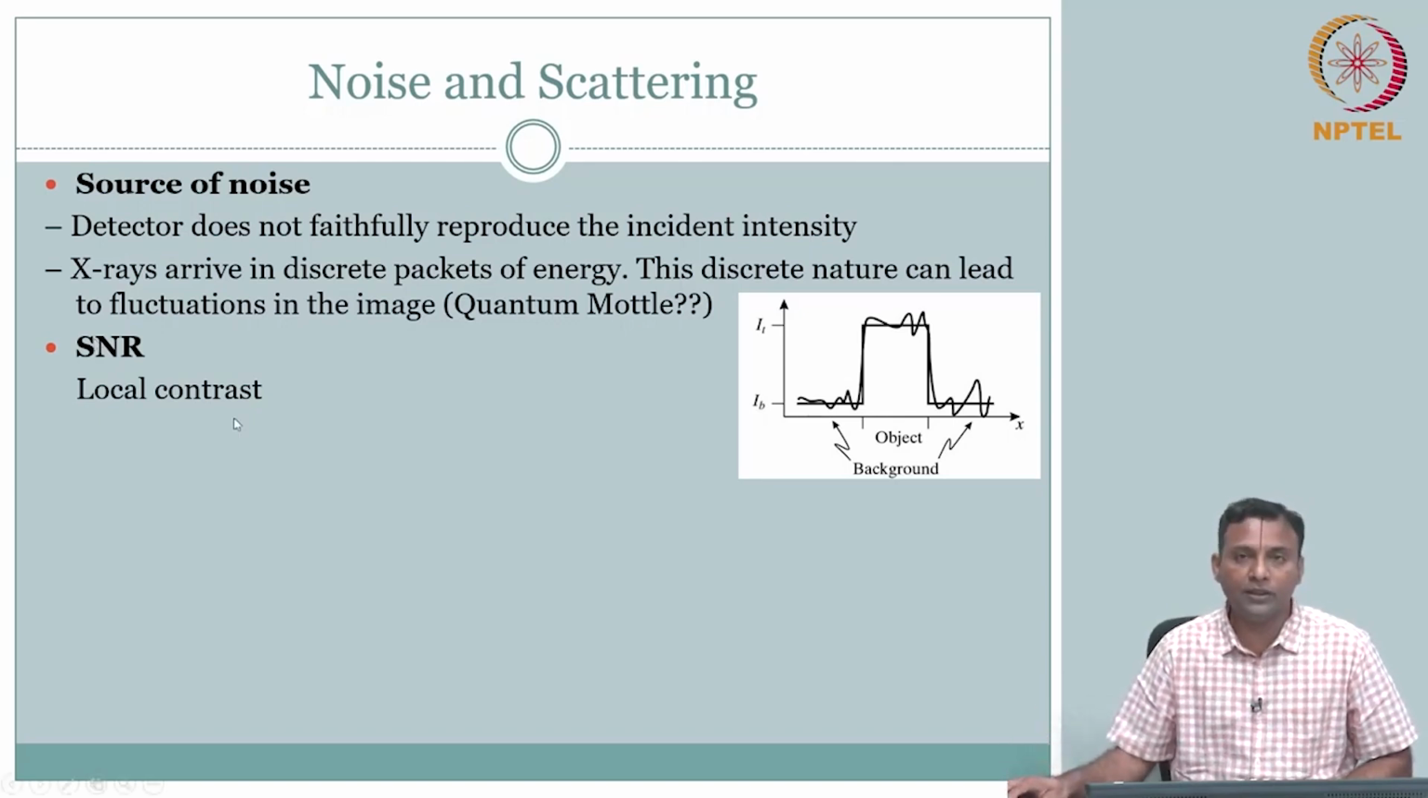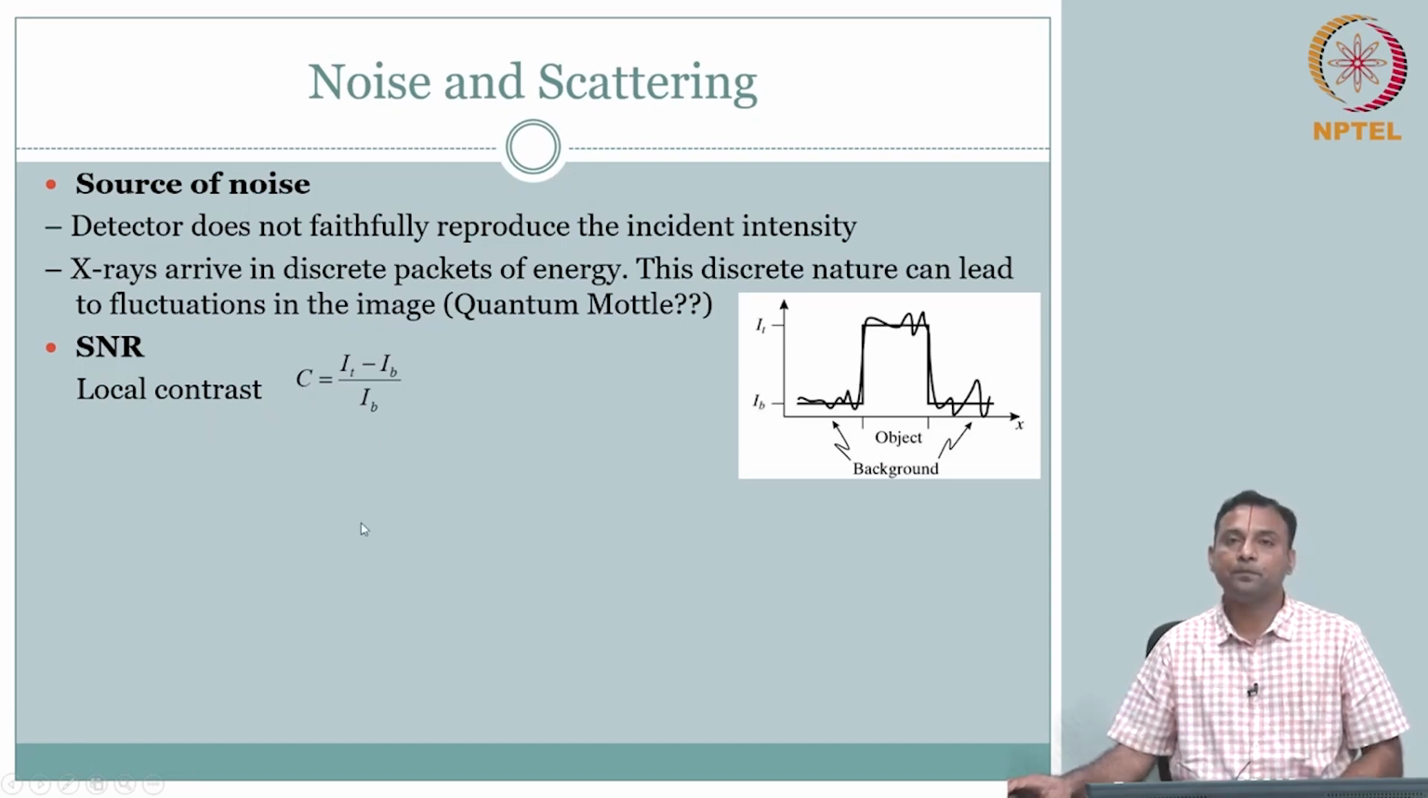Whereas here, if you notice, our signal, we are defining it as how much the target can be seen compared to the background. So our signal is the difference between your target and background. You are defining your signal in terms of local contrast. So local contrast is IT minus IB by IB. So your signal is defined in these terms.